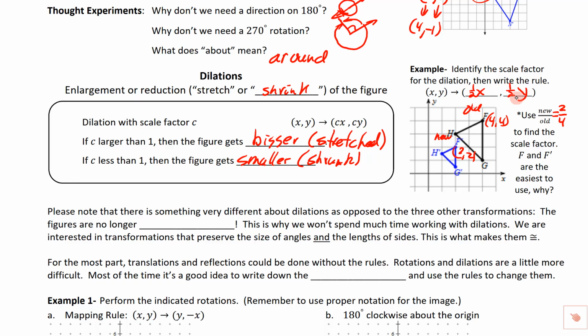All right, now, please note there is something very different about dilations as opposed to the other three transformations that we've talked about. The figures are no longer congruent. They are no longer the same size and the same shape, and this is why we don't spend a lot of time working with dilations of figures. What we're interested in are those transformations that preserve the size and the shape of the figure. We want the angles to be the same size, and we want the length of the sides to be the same size, and this is what makes them congruent, and that's why we're interested in those.